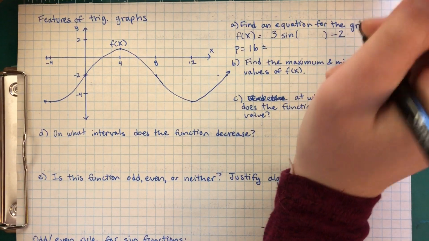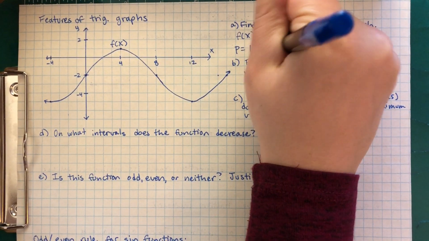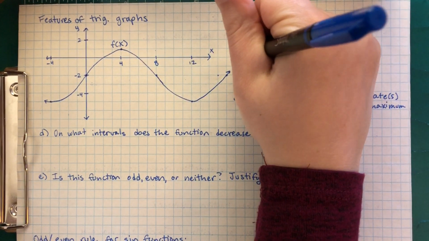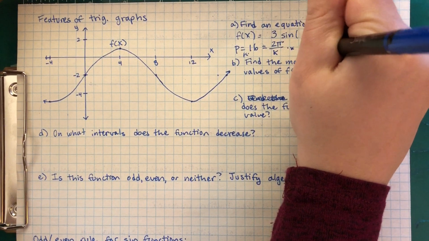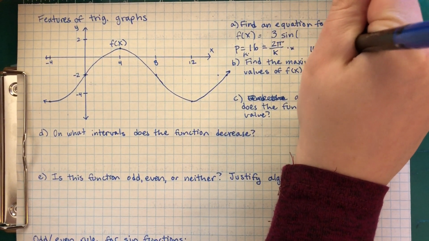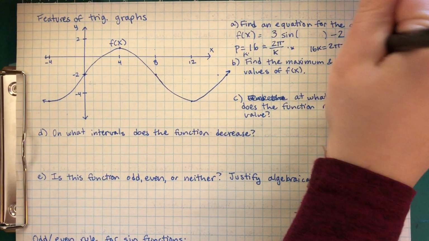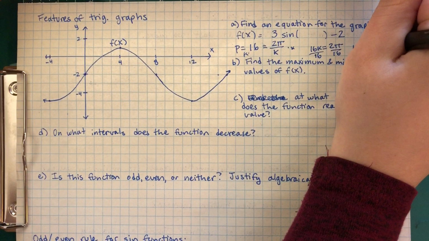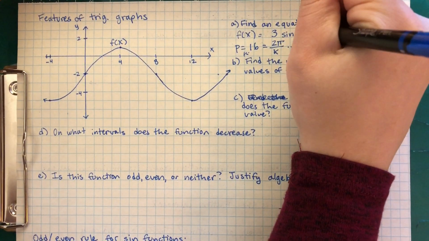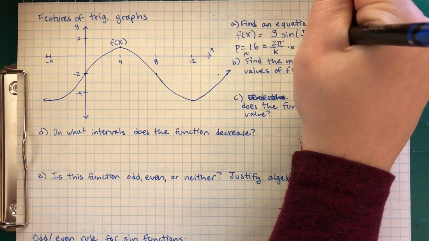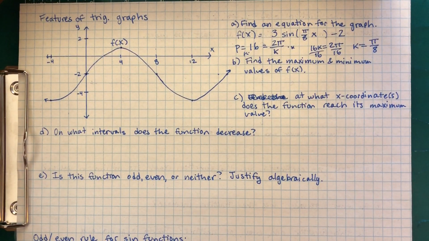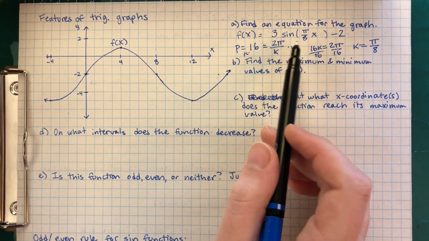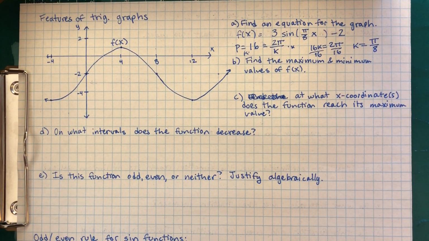And the formula is that the period should be 2 pi over k. Multiply both sides here by k. I get 16k equals 2 pi. That means that k will have to equal, divide both sides by 16, pi over 8. So pi over 8 x goes inside the sine. So the equation of this graph is 3 times the sine of pi over 8 x, minus 2.